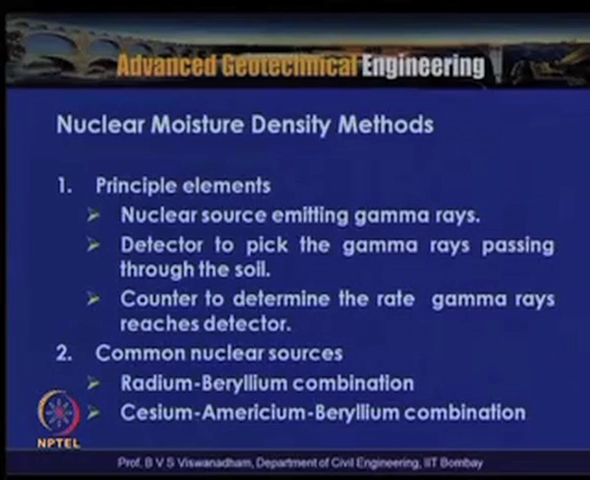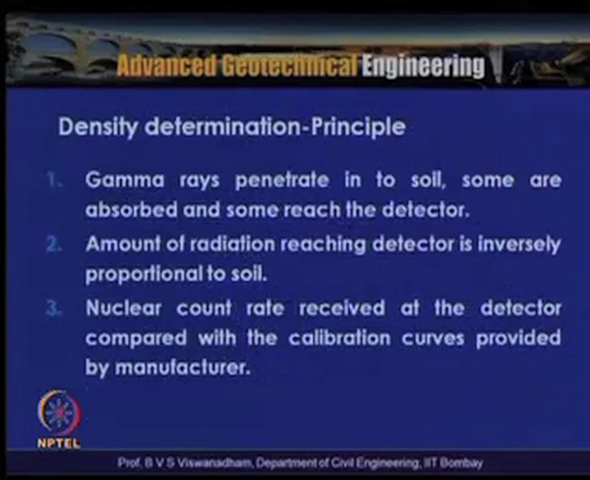So, it actually has three fundamental elements. One is the source emitting gamma rays, another is a detector, and the other is the counter. Common nuclear sources are the radium beryllium combination and the cesium americium beryllium combination. These are the common nuclear sources actually used in nuclear moisture density methods. For density determination, the principle involved is like this: gamma rays penetrate into the soil, and some are absorbed and some reach the detector.